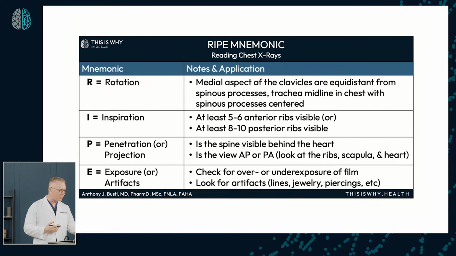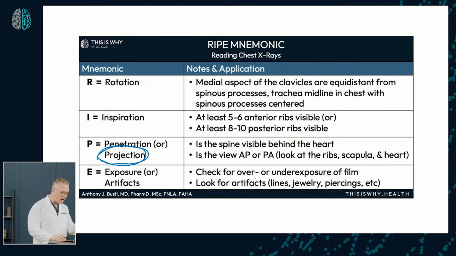But you can see the mnemonic, R-I-P-E: rotation, inspiration, penetration, and projection. And that's what we're talking about here, understanding this portion of the mnemonic, where we're trying to discern, is it AP or PA, so that we interpret things correctly, okay?